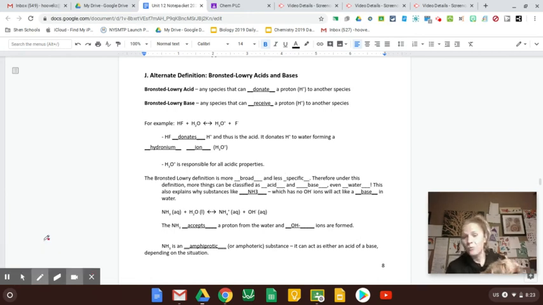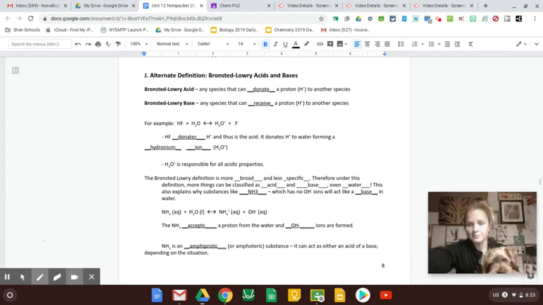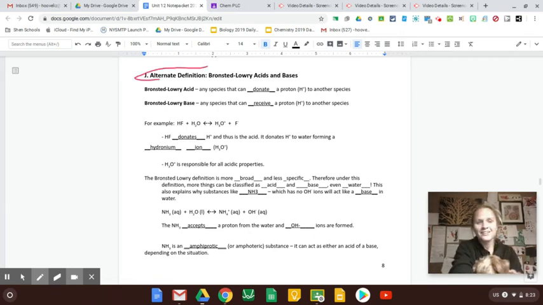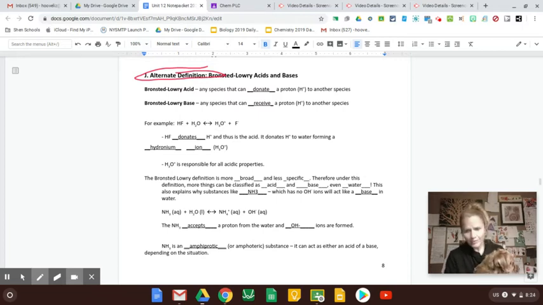Okay, so we have one more definition of acids and bases. Here's Teddy, he's going to help. We call it the alternative definition. If you listen to alternative music, or alternate, it's kind of like different. So this is the different definition.